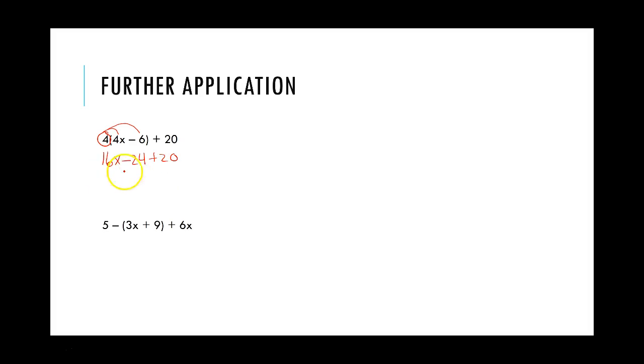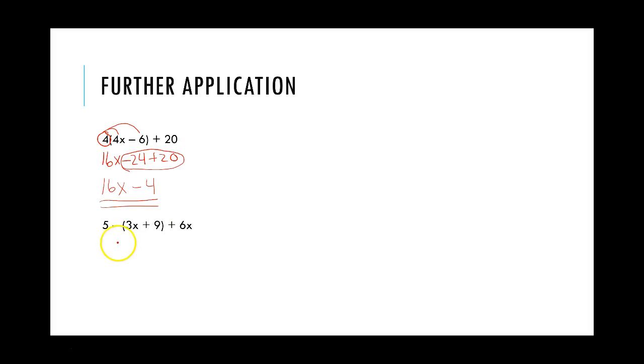So when I'm looking at this, I'm not done because notice I have like terms. So I have these constants right here that I can put together. So 16x, and then the minus 24 or negative 24 plus 20 would give you a negative 4. And that would be your final answer.